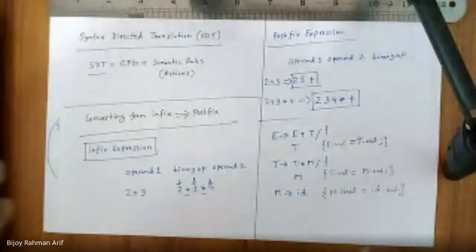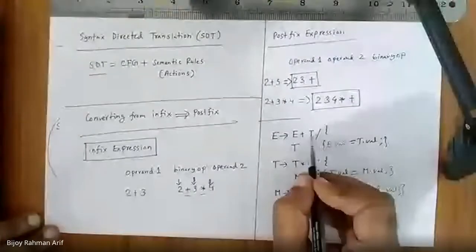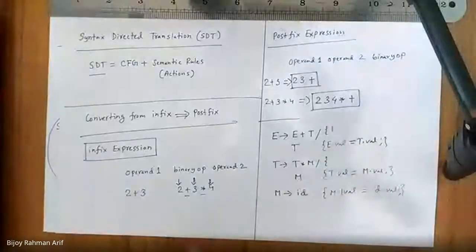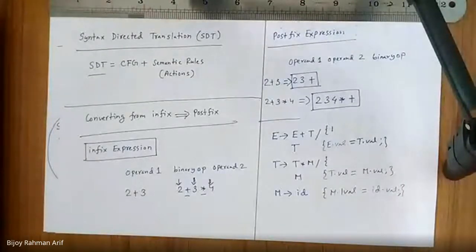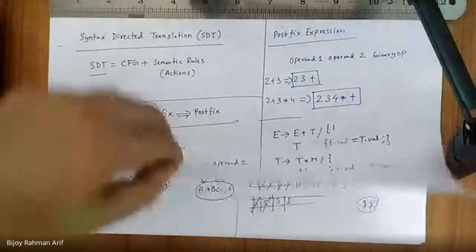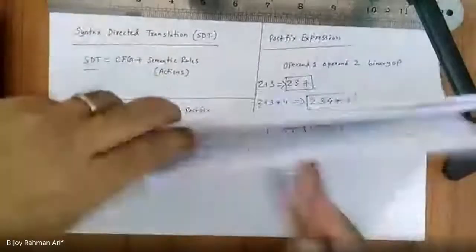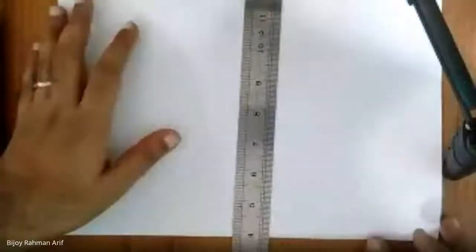Did you get the algorithm? What I'm doing here? T dot val is equal to T dot val star M dot val. This action. What would be this action? E dot val is equal to E dot val plus T dot val. Then it is actually infix. It is not postfix. So that's why I'm asking you, did you understand the algorithm or not? The algorithm is very simple. Don't blindly shoot. The algorithm is very easy.